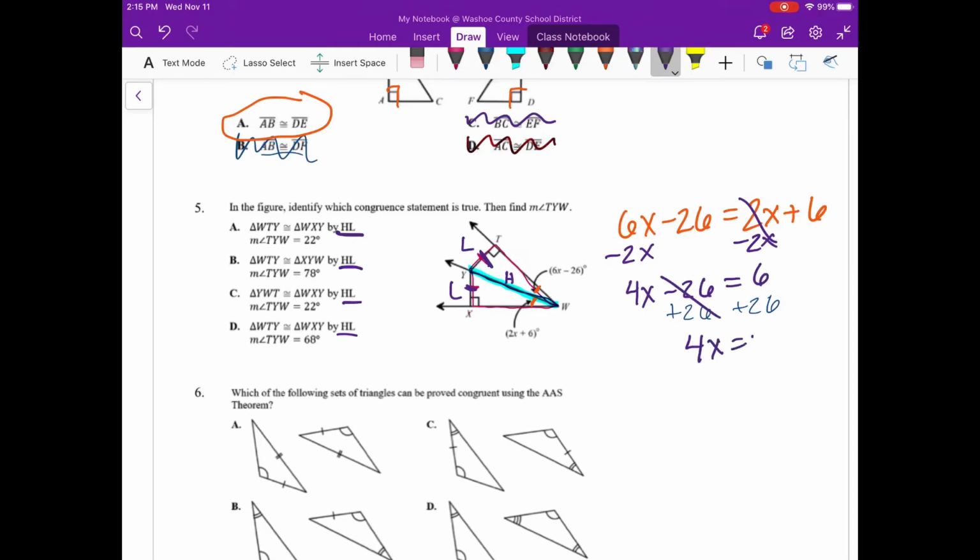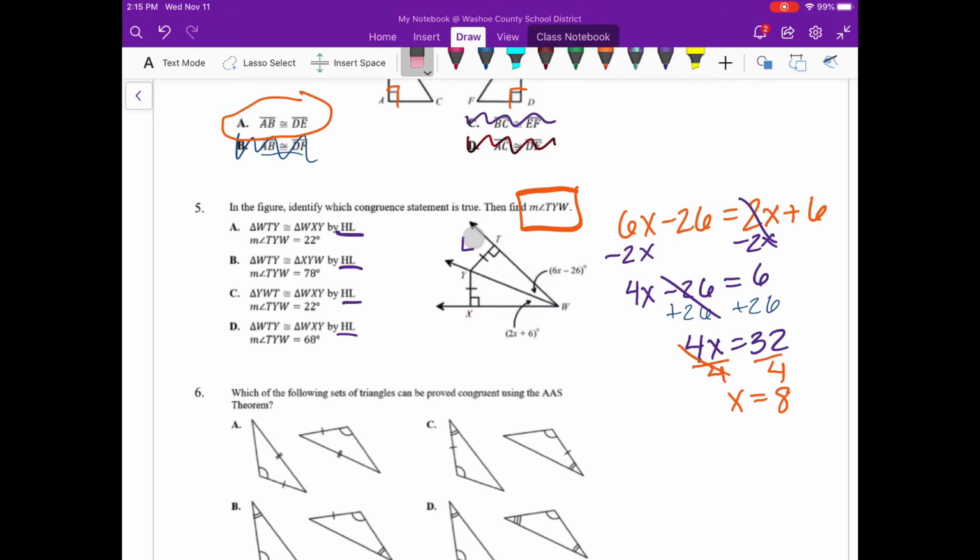So these cancel out here. 4x equals 32. My last step is to divide both sides by 4. And I get x equals 8. Now please note, it's asking me to find angle TYW, okay? So I need to go back and substitute into my equation.